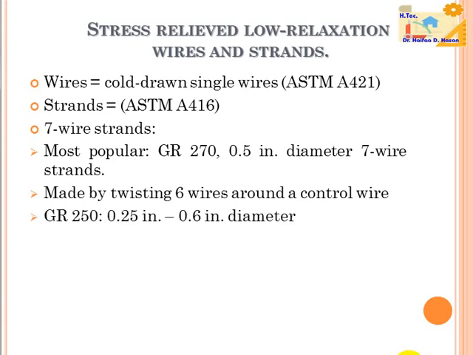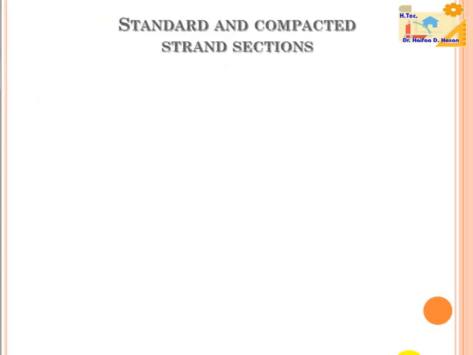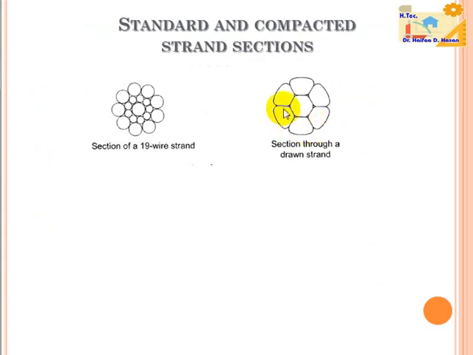Grade 250 comes with 0.25 inch to 0.6 inch diameter. Grade 270 comes with 0.375 inch to 0.6 inch diameter. Standard and compacted strand sections. Here we can see 6 wires twisting around the control wire, and here we can see 2 layers of 9 wires twisting around the control wire.